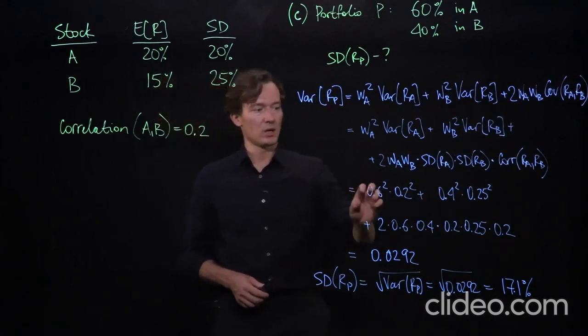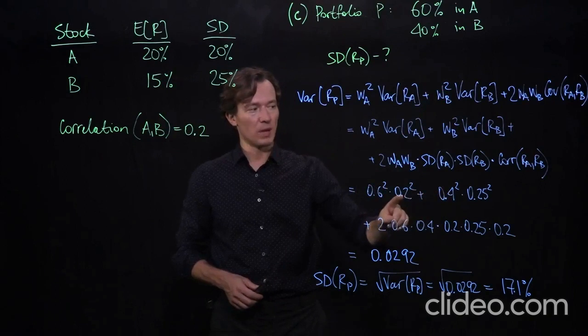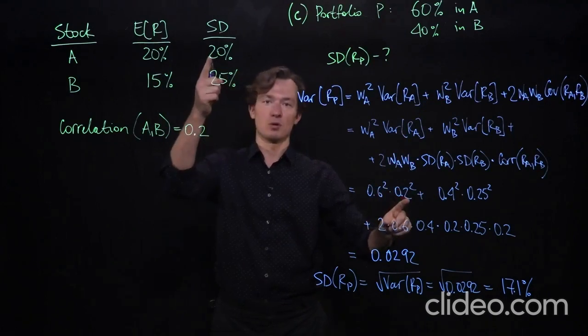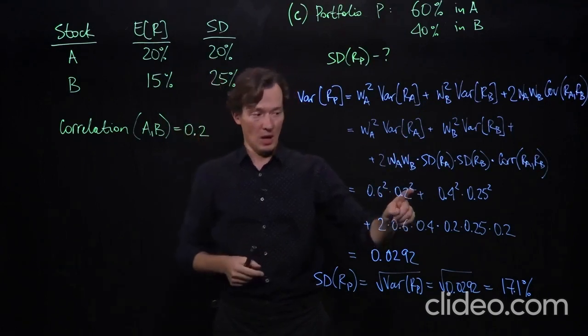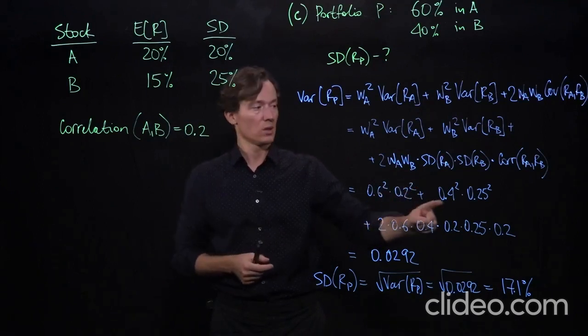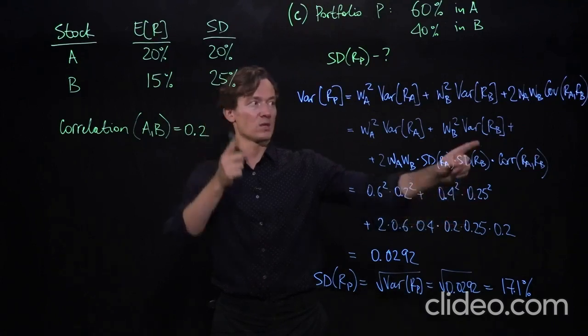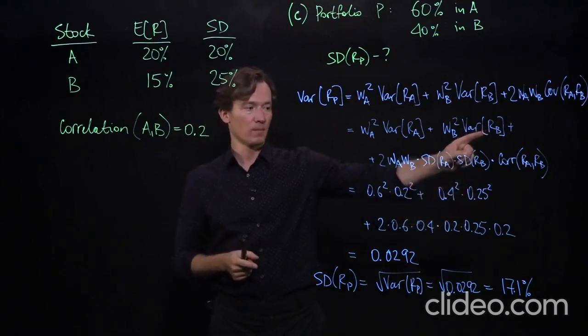The weights are 60% and 40%, so it's 0.6 squared and 0.4 squared, multiplied by the variance of the returns. For stock A, the standard deviation is 0.2 or 20%, so the variance is 0.2 squared. For stock B, it is 0.25, so 0.25 squared is the variance of stock B.